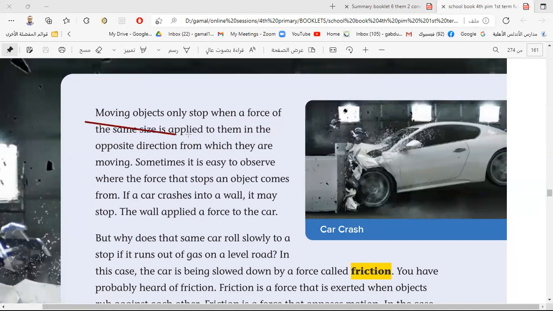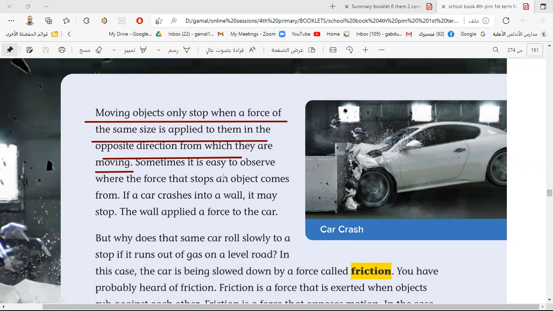Moving objects only stop when a force of the same size is applied to them in the opposite direction from which they are moving. Suddenly, if the car is moving, of course, it moves at a high speed. By what force? The pushing force of the engine or the motor, okay?